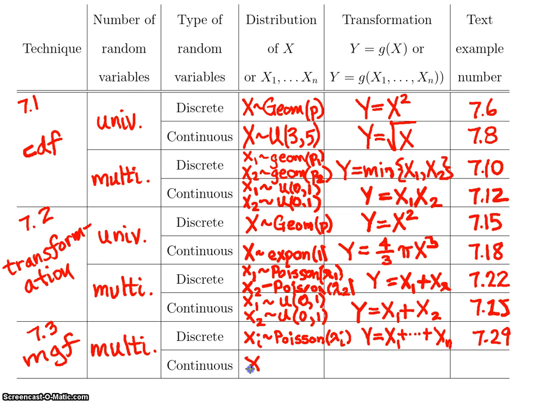Finally, the very last one in the moment generating function technique in the continuous case, in that case X sub i will have the exponential distribution, this time with parameter lambda, and the interest will be once again in Y as the sum, because the moment generating function technique is particularly good with sums of those X sub i's, and that is example 7.30 in the book.